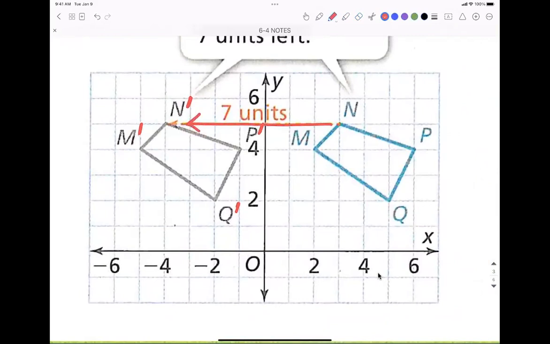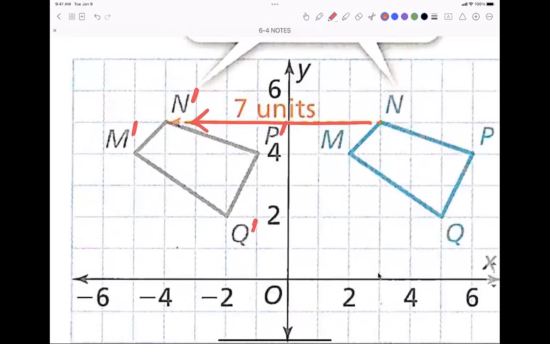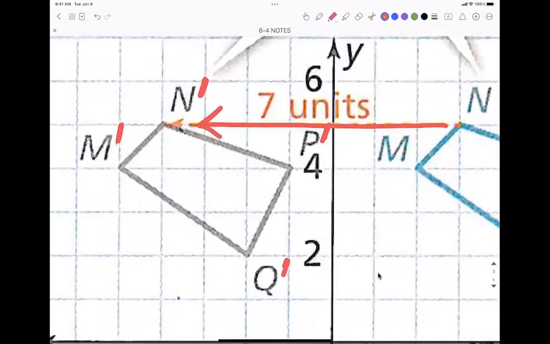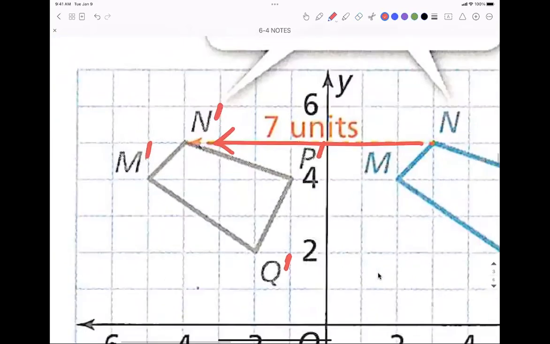So N stays at the top, M is still on the left, Q's at the bottom. Nothing's changed places, it's just been slid over. Notice how they notate this. It's N prime, M prime, P prime, and Q prime. But this isn't our final landing place, right? This is just half of it.